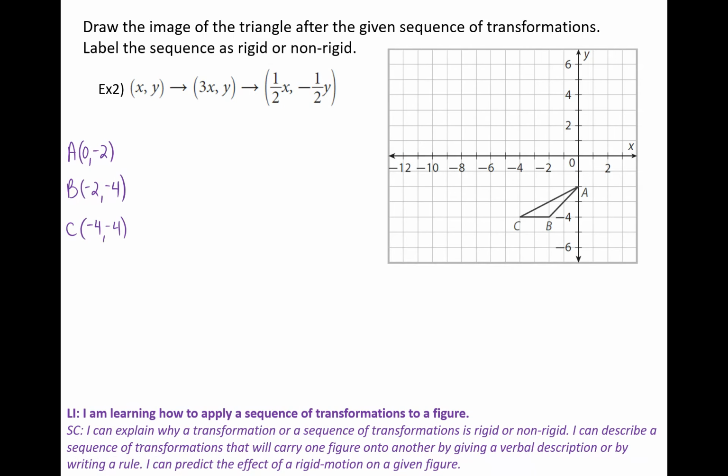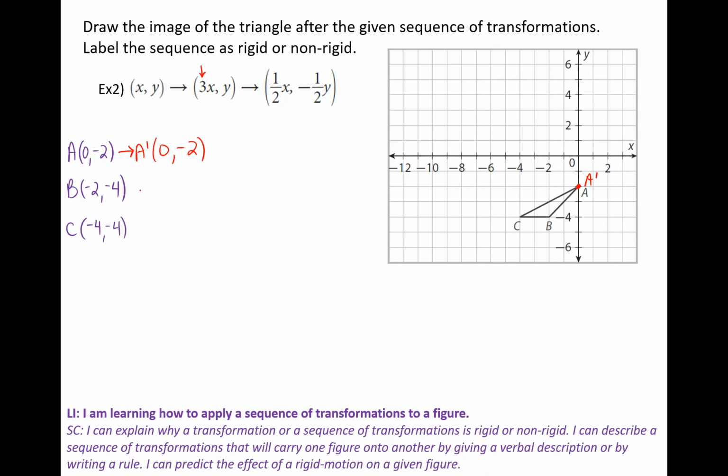Okay. To get us started, we're going to go to the first part of the rule, that first arrow, and I'm going to do that in red. It's my first transformation. Notice the only thing we're asked to do here is to use a 3 with the X. Remember, that is multiplication. So I'm going to take my X value and multiply it by 3. To get A prime, I'm going to do 3 times 0, which would be 0, and then I get -2. The Y stays the same. So I'm going to put that on my graph, 0, -2. Right where the A is, I also have A prime.